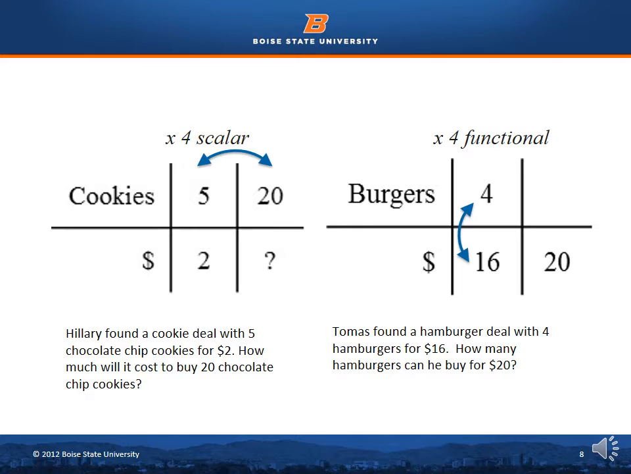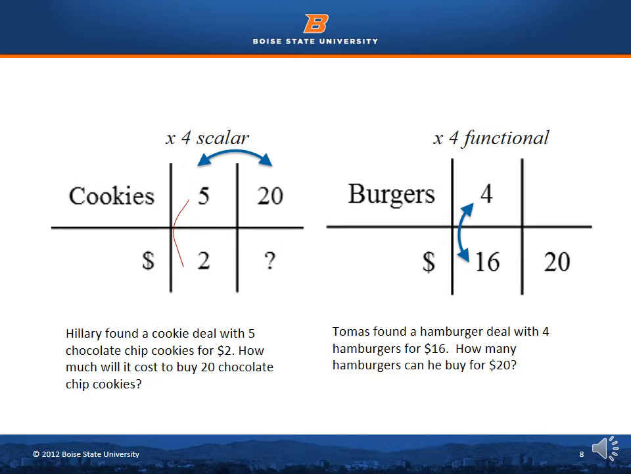In most proportional problems, students can make use of the scalar or functional relationship. The way task or assessment questions are phrased can often lead students to focus on using either the functional or scalar relationship. In the first problem, Hillary knows that cookies are 5 for $2. By asking the question, how much will it cost to buy 20 cookies, students are pressed to use the times 4 scalar relationship due to the ease of that number relationship compared to the times 2.5 for the functional relationship.